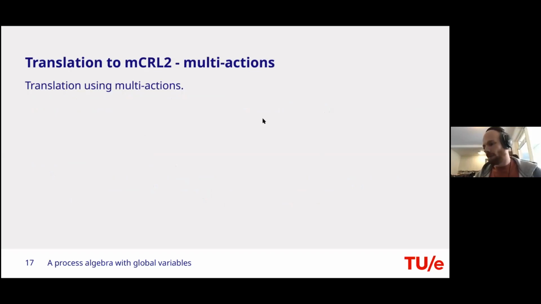We've defined a translation to MCL2, so we can do model checking for this process algebra with global variables. But to explain the translation, I first need to explain how multi-actions work in MCL2. So I'll do that hopefully a bit quickly.